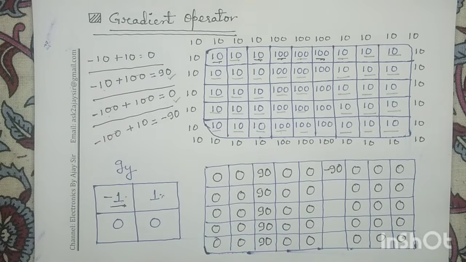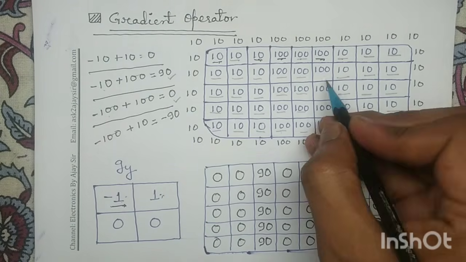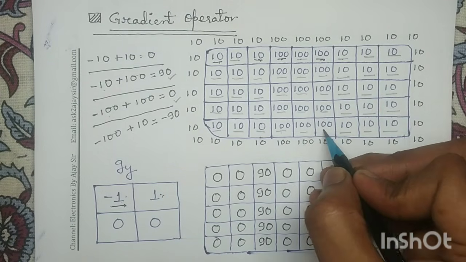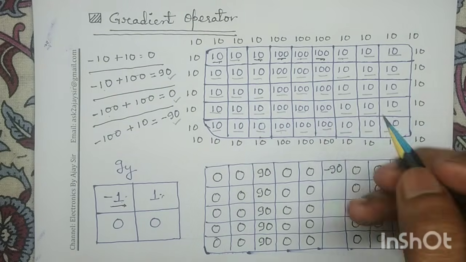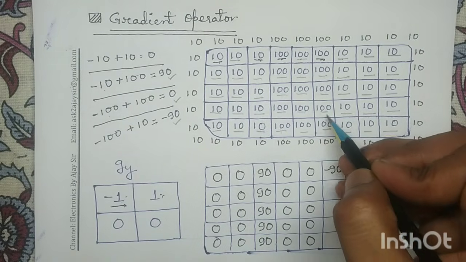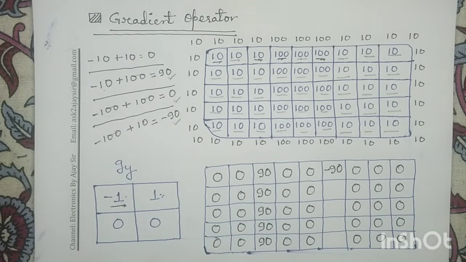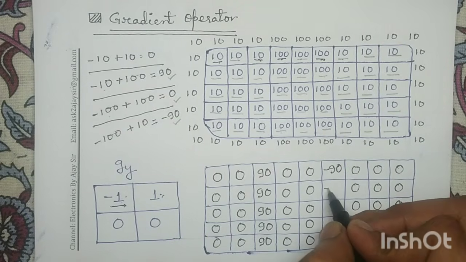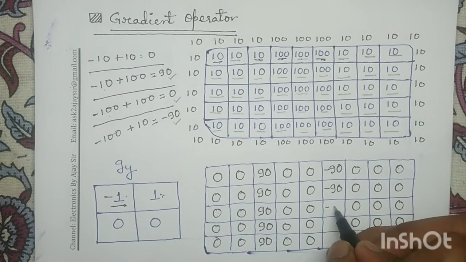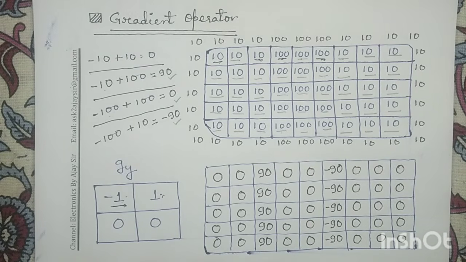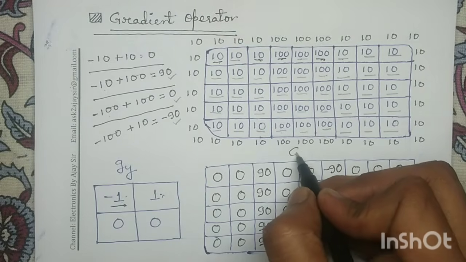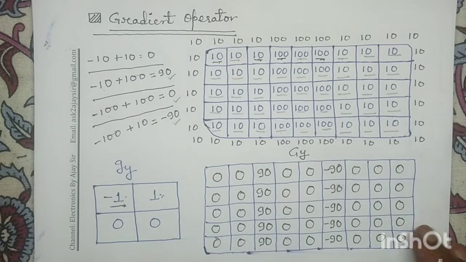In a similar manner, if you determine the response for these 4 pixels, you will get the same response, that is equal to -90. So let me write the response for these 4 pixels, that is equal to -90. And let me name this output image as Gy.